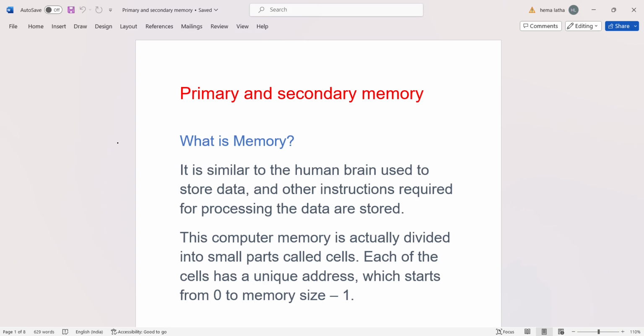Students, in this video I am going to explain about primary and secondary memory. First of all, what is meant by memory? Actually, it is similar to our human brain.